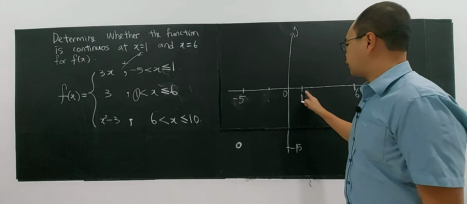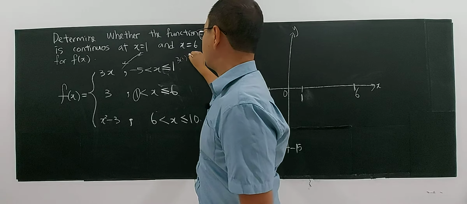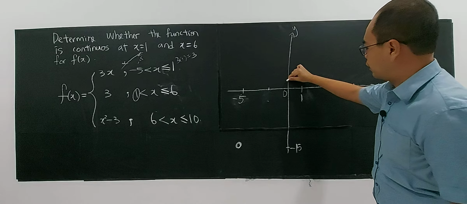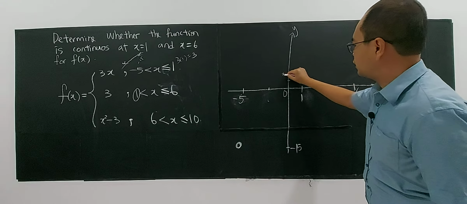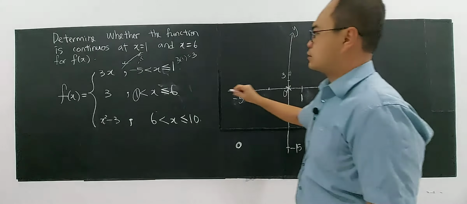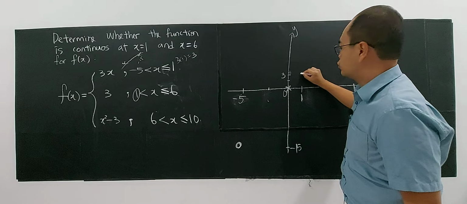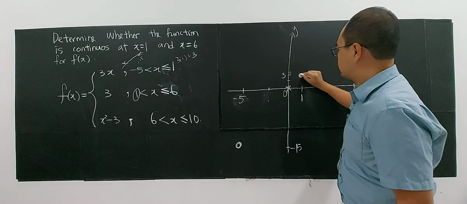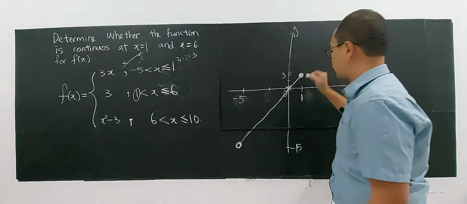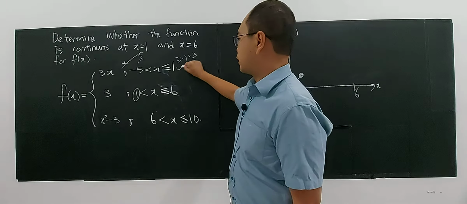At 1, if you put in 1, 3 times 1 gives 3. This one you have negative 15, so here you have 1, 2, 3. Around here there's a 3. The line passes through 0, since this is the form mx plus c. So you know that it will pass through here. This will be a straight line for the first part.